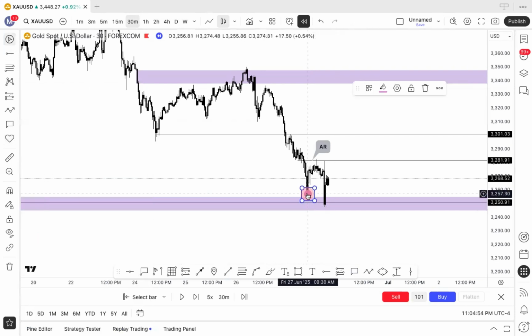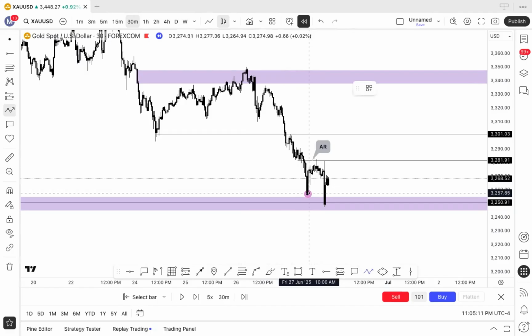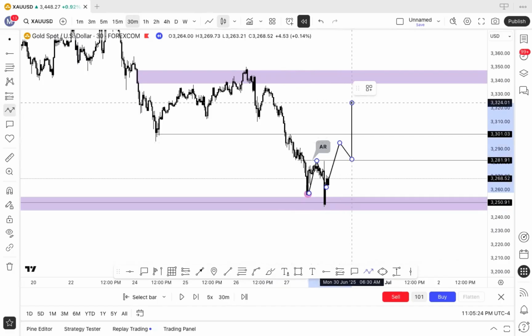Okay, so we're looking here. I know that if we fail to break this level because we have more width than body, right, at the zone, it's a rejection. It's not a break of structure. I know price can create a higher low and continue pushing up to break and retest, maybe continue pushing up like this.